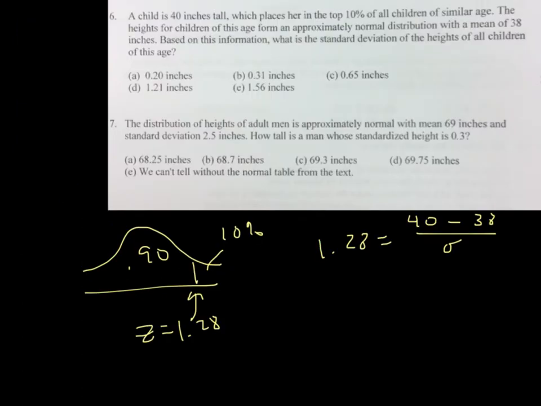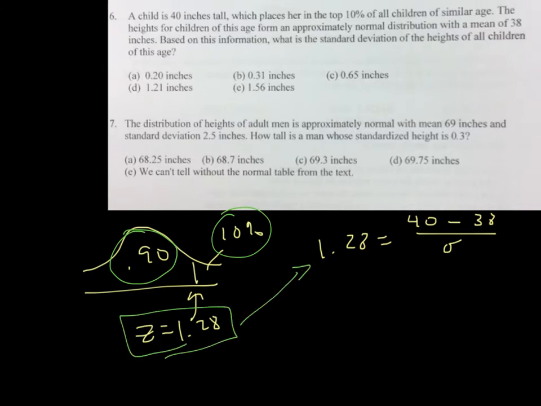Okay, on number 6, a child's 40 inches tall. It's in the top 10%. Well, we know that they're in the top 10%. We want to know what is the standard deviation. Well, in looking for that, let's look at all of the information that we have. I know that they've given us 10%, so that means I can find the z-score that corresponds to the 90%, which is 1.28. That's this right here. I then use that in my equation.